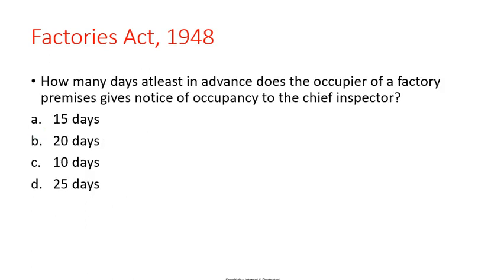Next question: at least how many days in advance does the occupier of a factory premises give notice of occupancy to the chief inspector? Options: 15 days, 20 days, 10 days, 25 days. Correct answer is 15 days.